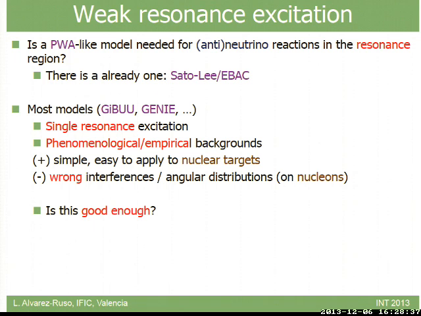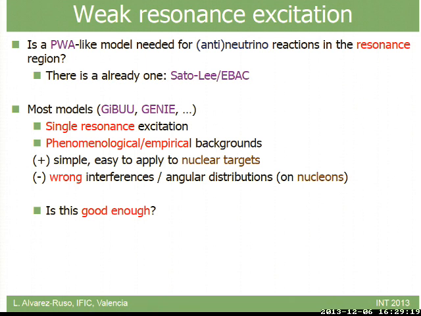Now, most of the models on the market in the Monte Carlo generator business are simpler. Basically, the idea is to have single resonance excitation complemented with some phenomenological, empirical, or sometimes even microscopic background. The good thing about this is that it is rather simple and easy to apply to nuclear targets, because then you can, for example, throw dice to decide which resonance has been excited, let it propagate in the nucleus, and then decay or undergo pionless decay or whatever.